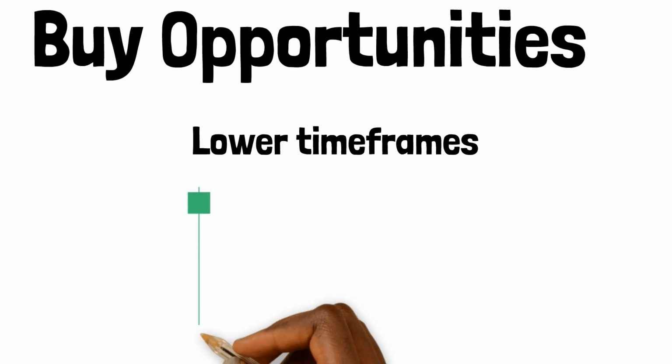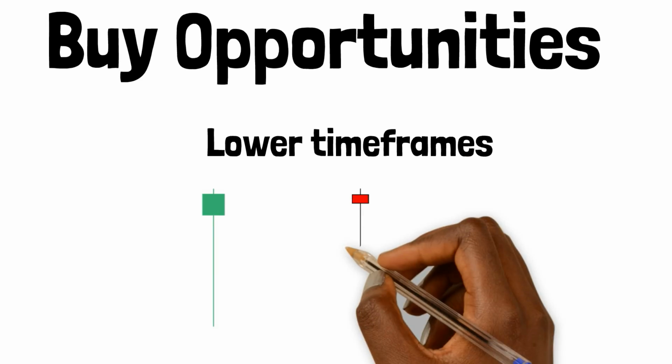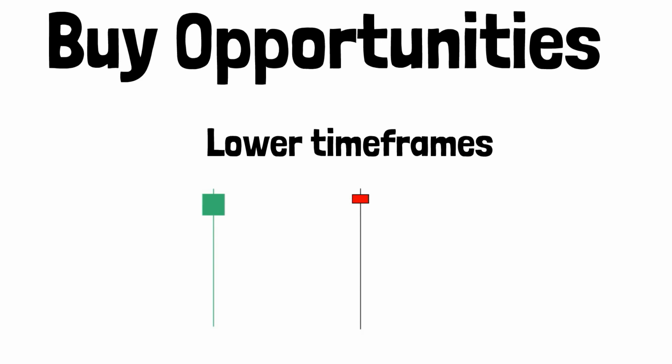We've established what the higher time frame is telling us. We can look for candlestick signals like this one, or the twin, which is basically the other one with the red body. I've explained on another video how to use this.